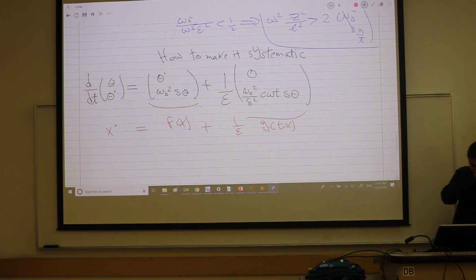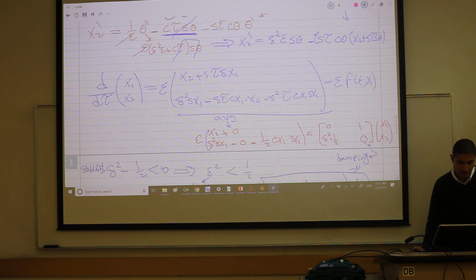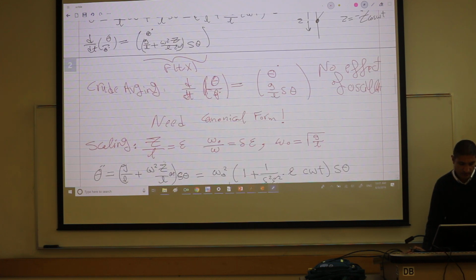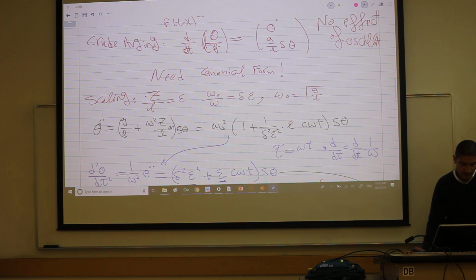Isn't this time scale? Yeah, but epsilon appears by time scale. No, we obtain epsilon by time. Epsilon appears before the time. Epsilon appears because of here. This is my scaling. So this is the equation that I got. This one.